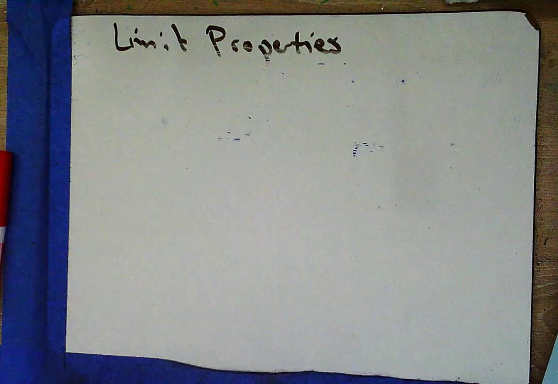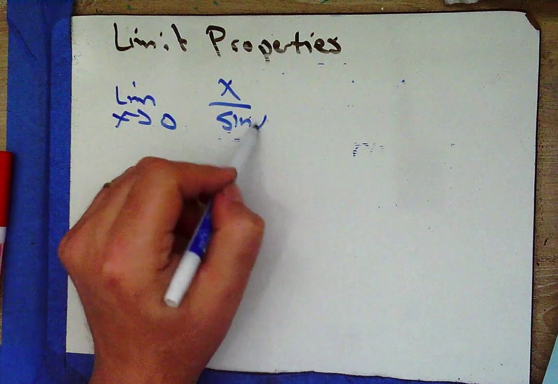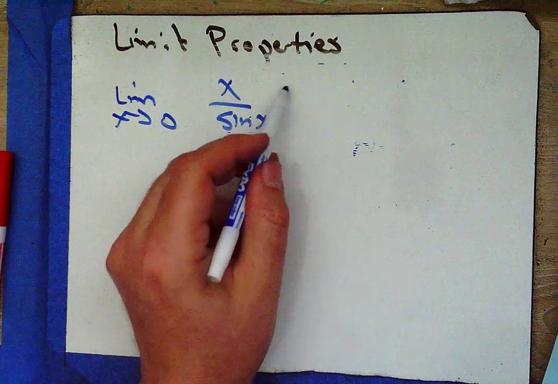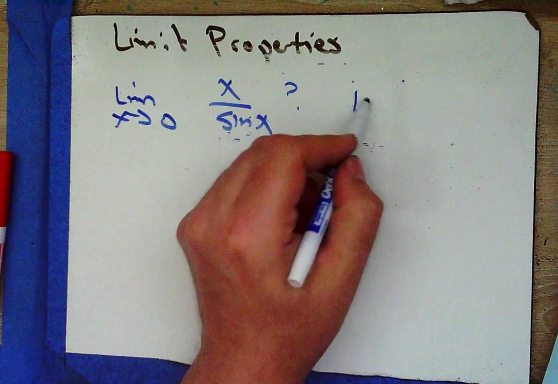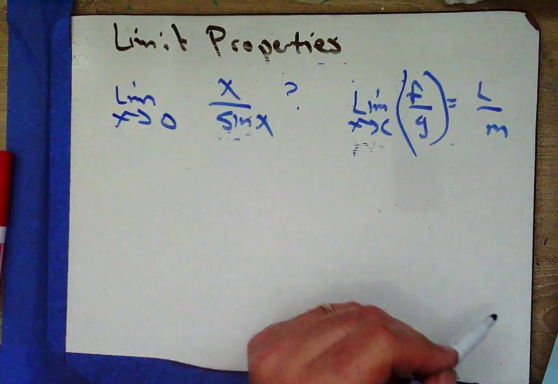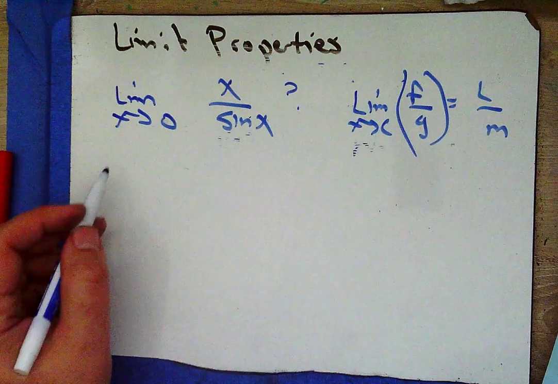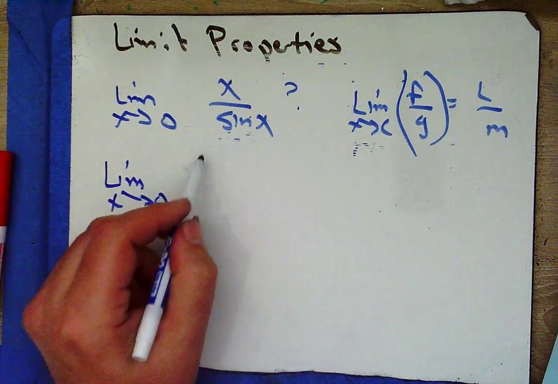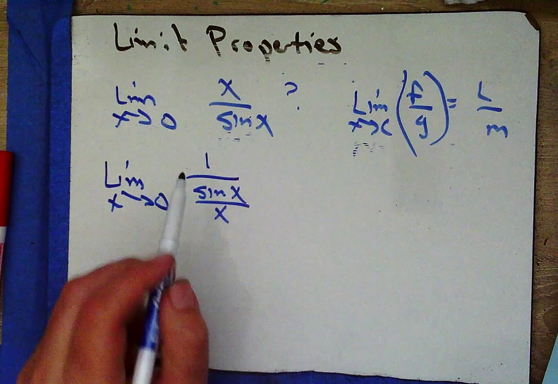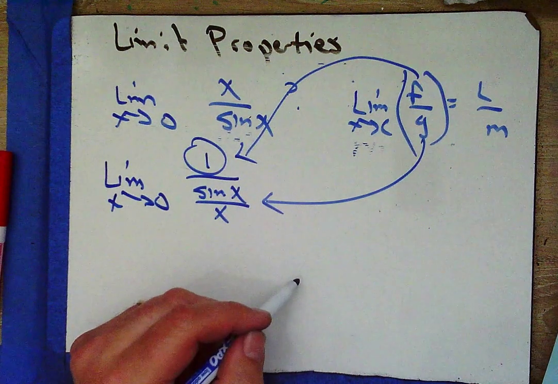All right, so how about the limit as x approaches 0 of x over sine x? I'd like to know what this limit is equal to. Well, I'm actually going to use this limit property: the limit as x approaches c of f over g equals L over m. Now, how am I going to use that? Let's evaluate this limit, the limit as x heads to 0 of 1 over sine x over x. So this is the limit of a constant on top, and on the bottom we have the limit of this function. Now, where am I going with that?